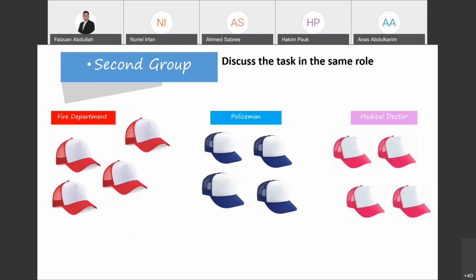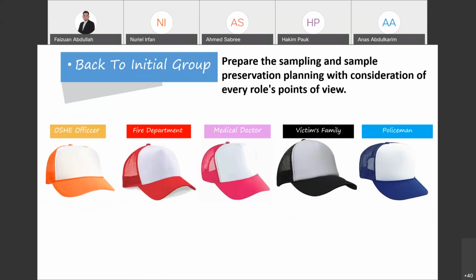When you assign every role in your group, okay, what happens next is for every role you have to discuss among your positions. The fire department officer should discuss among the fire department officers, the policeman, the medical doctors, and all the roles. You have to discuss in your own roles. Okay, and after that, back to your initial group.